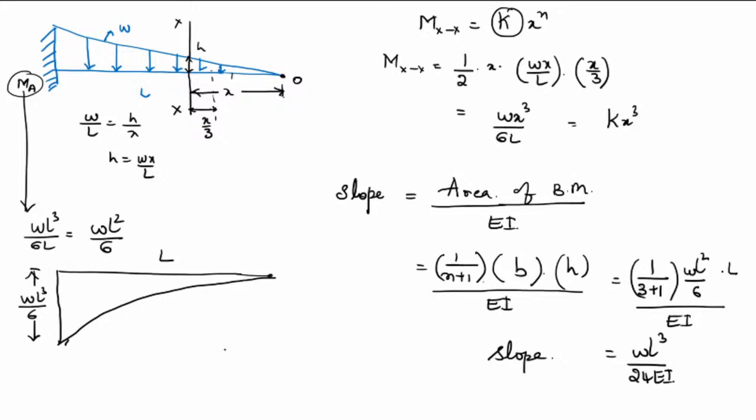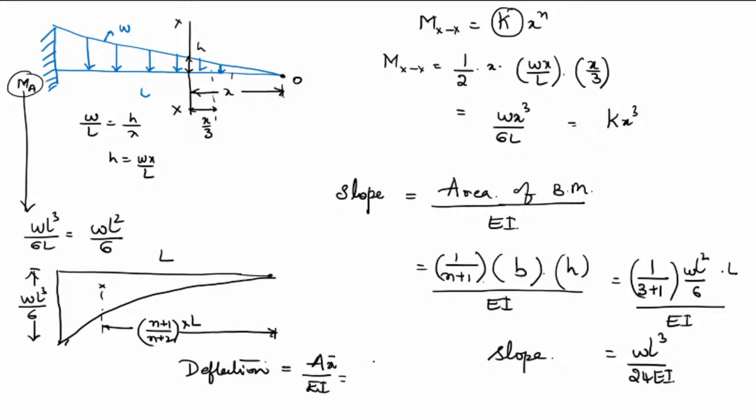Next, if I want to calculate deflection, what am I left with? I am left with only the location of the centroid. So the centroid here will be (n plus 1) by (n plus 2) times L. What is n here? Times of L. So for deflection, that is area into x bar divided by EI.